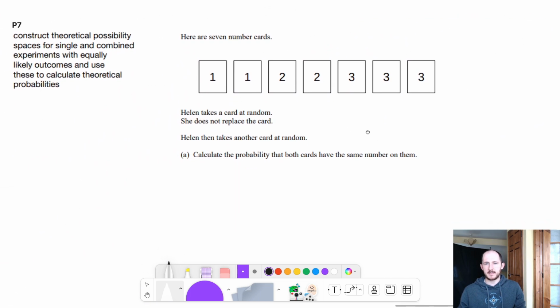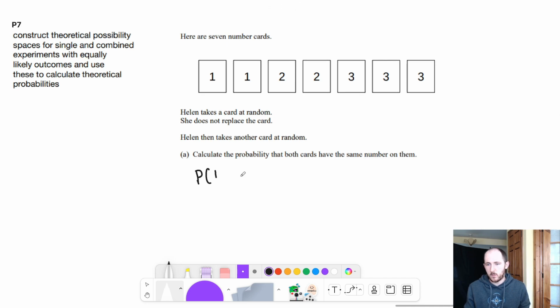Construct theoretical probability spaces for single and combined experiments with equally likely outcomes. Cool. Helen takes a card at random and she does not replace it, and then she takes another card. Calculate the probability that both cards have the same number. So here are the possible outcomes. She takes a 1 and a 1. Right? She takes a 2 and a 2. She takes a 3 and a 3.